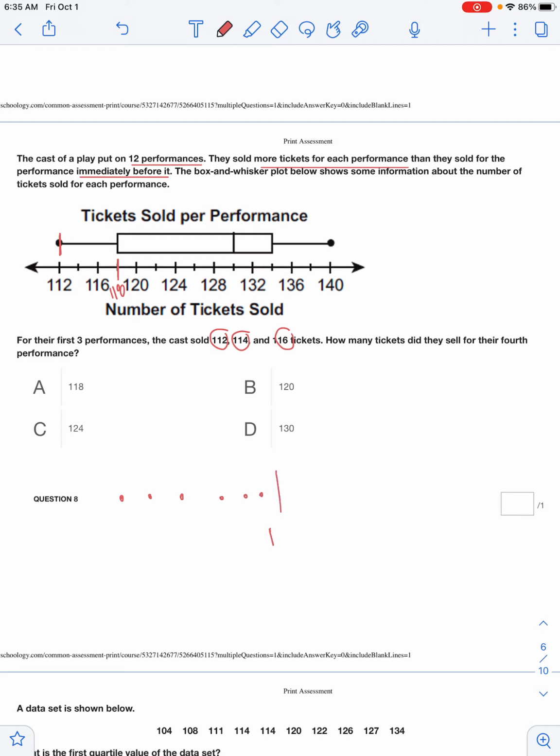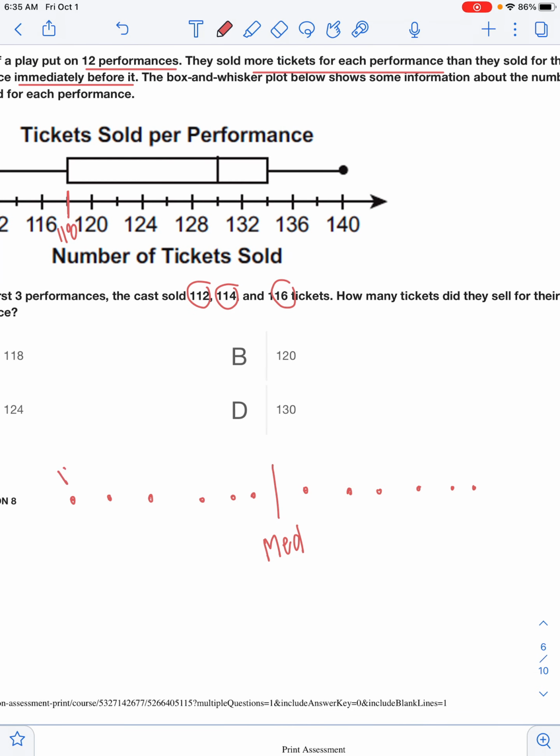So our median will be between the 6th number and the 7th number if the numbers are listed from least to greatest, right? We know what these first 3 data points are. We know that they're 112, 114, and 116. We also know that Q1 is 118 because we see it right here on the graph, right?